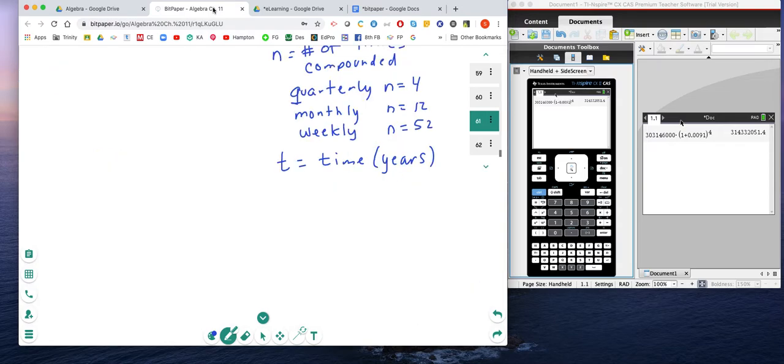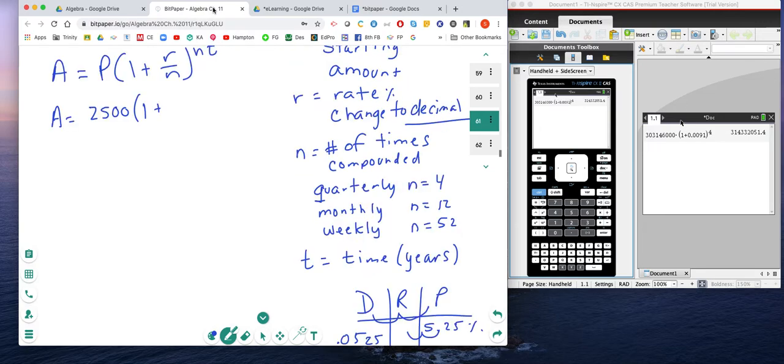So we're going to come down here to our DRP chart. And we're going to put 5.25%. We're going to change that to a decimal only. So we're going to move the decimal 2 places to the left. 0.0525 is going to be our rate.